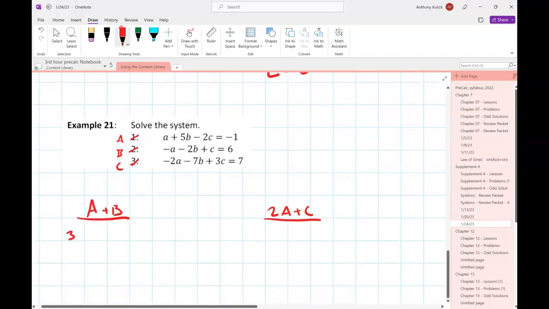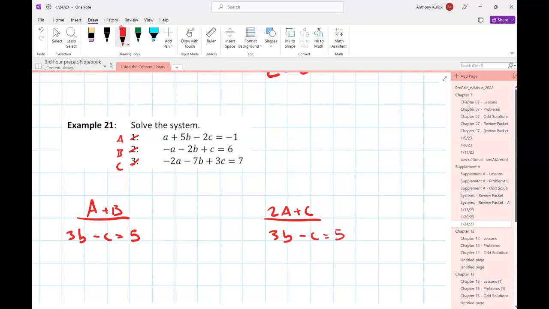All right, so what do I get? I got 3B minus C equals 5. And then I'm going to get 3B minus C is equal to 5. And hey, at that point, it's pretty easy to see there's infinitely many solutions, right? Because my equations D and E are identical. There's no sense in doing anything more than that. Everybody's good with that?